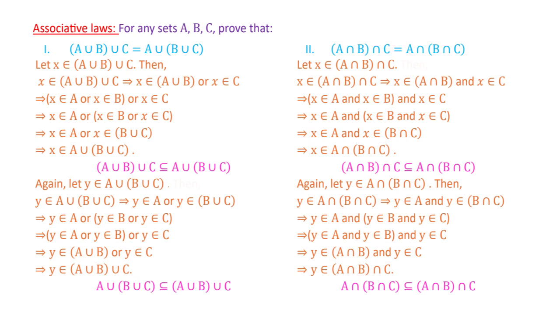And these results say that for sets, A union B, if we calculate first, then we take the union with C, that is equal to taking the union of B and C and then taking the union with the set A. So these results are called the associative law for union and intersection of sets.